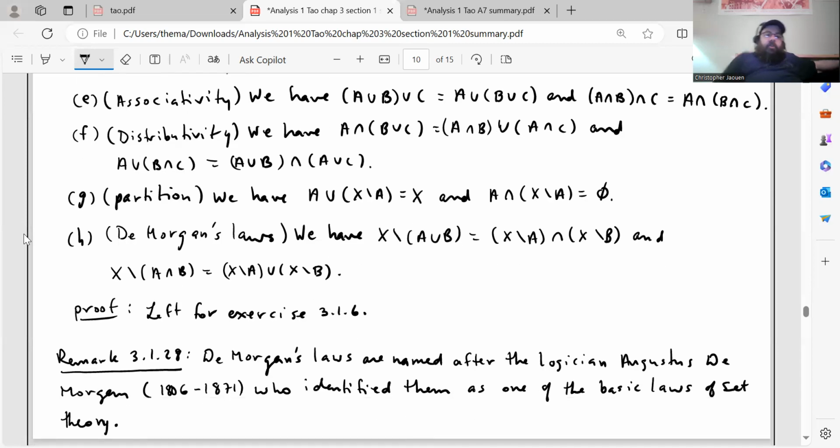Part H is called De Morgan's laws. We have the set difference of X with A union B is equal to the intersection of the set difference of X with A and the set difference of X with B. And the set difference of X with A intersect B is equivalent to the union of the set difference of X with A and the set difference of X with B. And like I said, the proof of this is left as an exercise, so we'll get around to this when we get to the exercise set.